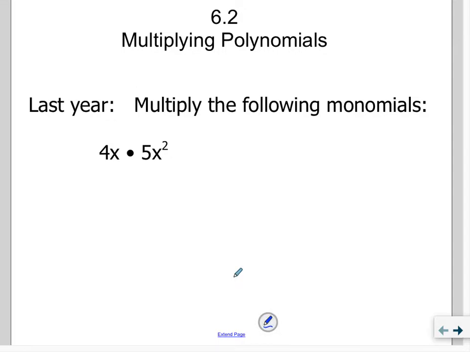Alrighty, so this unit talks about multiplying polynomials. And last year you did things like this, where you had to multiply monomials. Remember, monomials are just a multiplication problem. There's no addition or subtraction in them. So we have 4x times 5x squared.